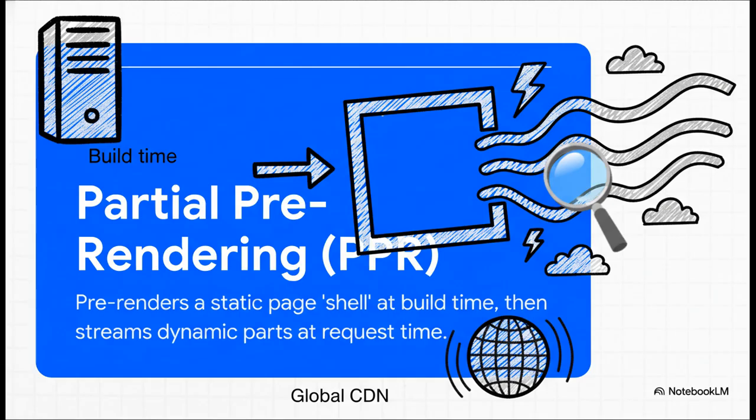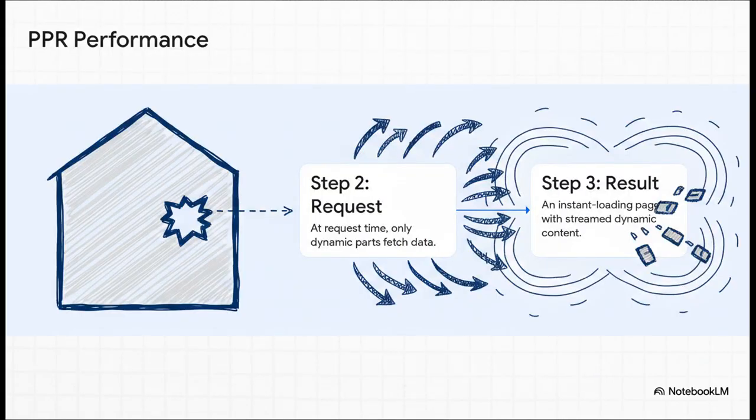Here's the brilliant part. When you build your app, Next.js generates a static shell of your page, everything that doesn't change. This shell is pure HTML, so it can be cached on a CDN and delivered instantly. All the dynamic parts are just left as holes, which are defined by those suspense boundaries we've been talking about. So when a user hits your page, that static shell loads in a blink. Then, and only then, do the dynamic holes need to fetch their data and stream in.